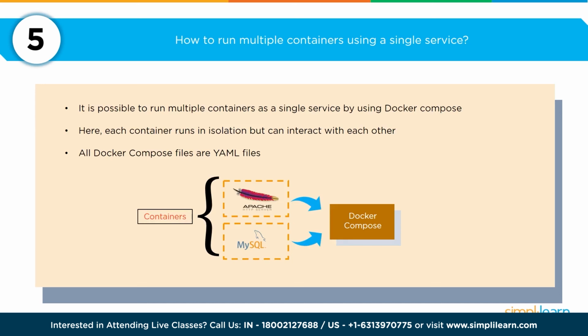Question 17, how to run multiple containers using a single service. It is possible to run multiple containers as a single service by using Docker Compose. Docker Compose will actually run each of the services in isolation so that they can interact with each other. The language used to write out the compose files that allow you to run the service is called YAML, and YAML stands for yet another markup language.